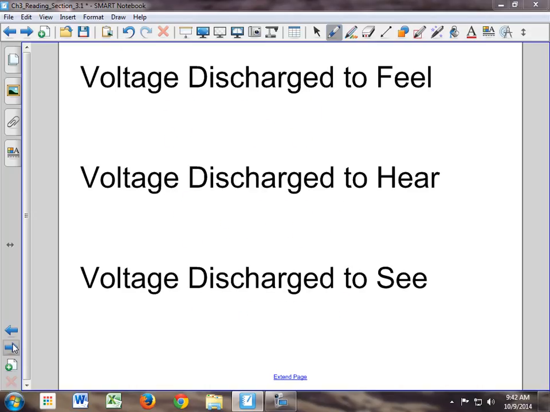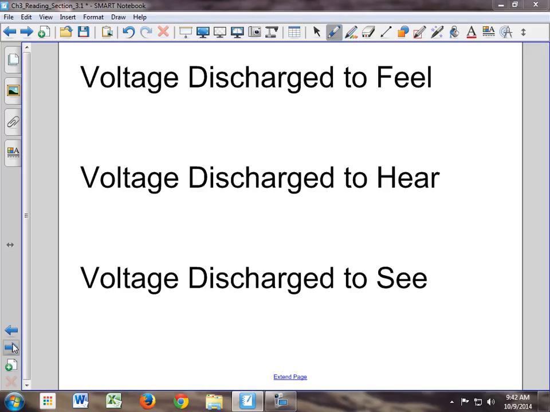Okay, so there's some voltages you need to know. There's voltages when you have static electricity. There's different voltages when you feel it. You know, you shock somebody and they go, ow. When you hear it, when you hear the crack, or when you see it, I love to do it at night and actually see the shock when you shock your little sister, right?